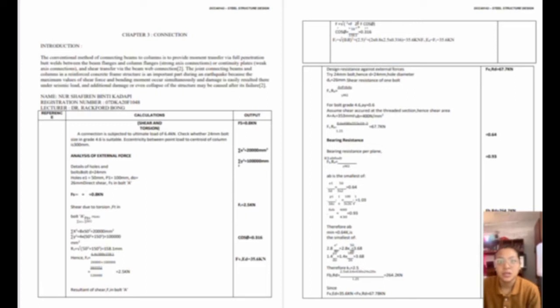For the design resistance against external force, try a 24 mm bolt, hence d equals 24 mm, hole diameter d0 equals 26 mm. Shear resistance of one bolt equals 67.7 kN. Bearing resistance per plate, the answer is 67.78 kN.